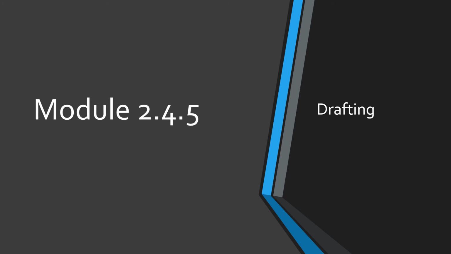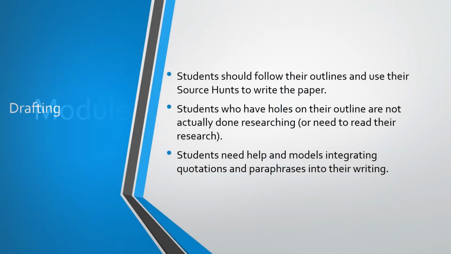Just as a guide, for most of my students, the research begins in September. The drafting usually happens in November. And the drafting, if the student has done it, does not take very long. And this, I think, is the great test. If a student has holes in their outline, they're not done researching, and they need to be pointed back into this.